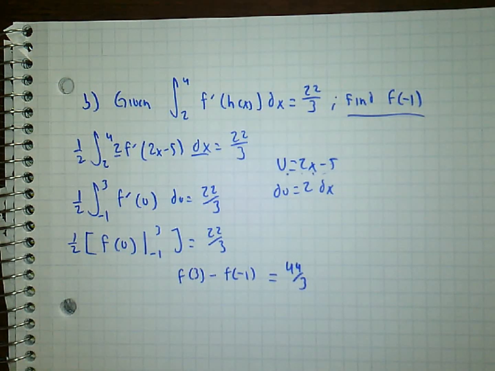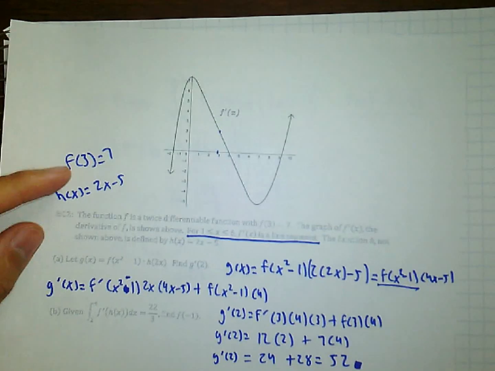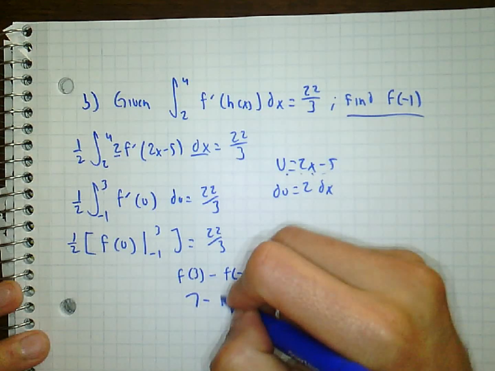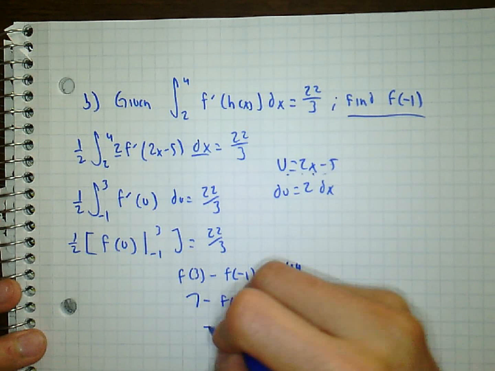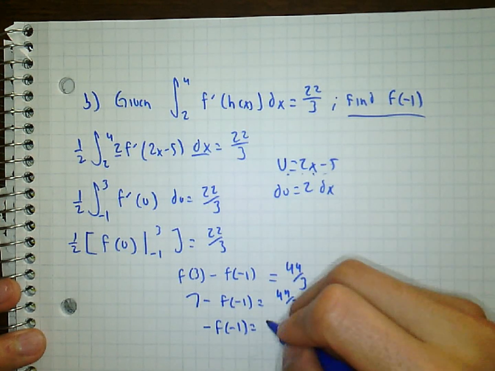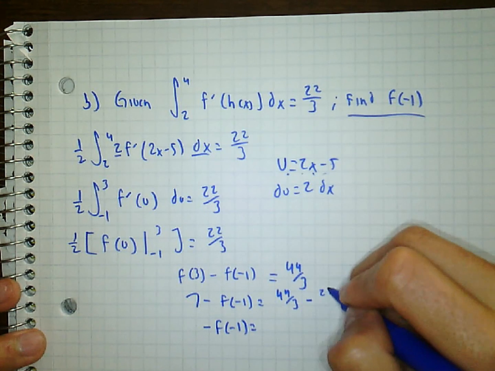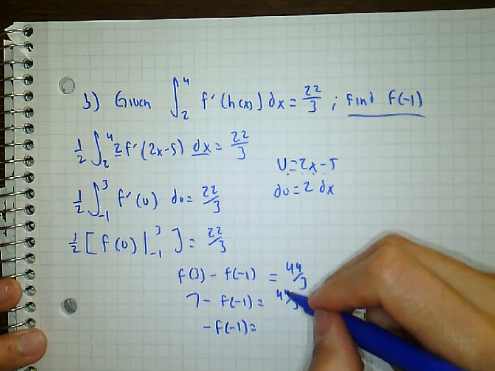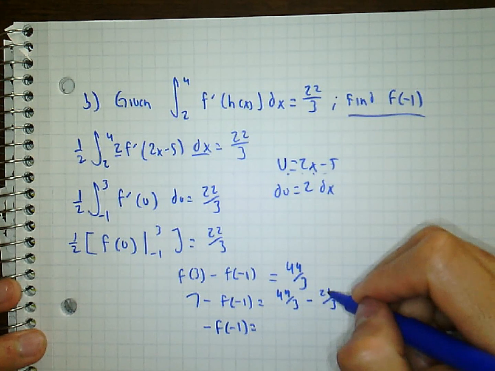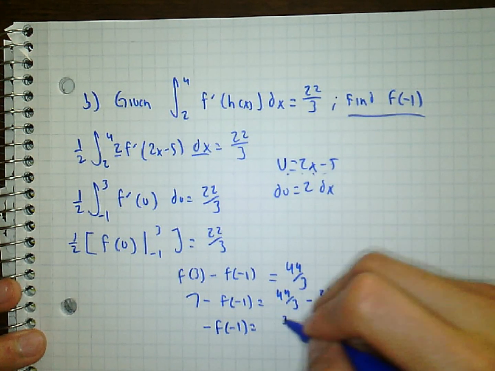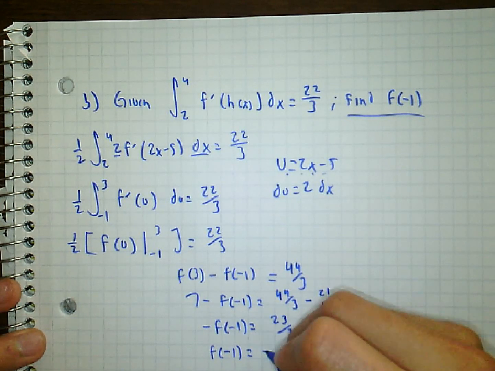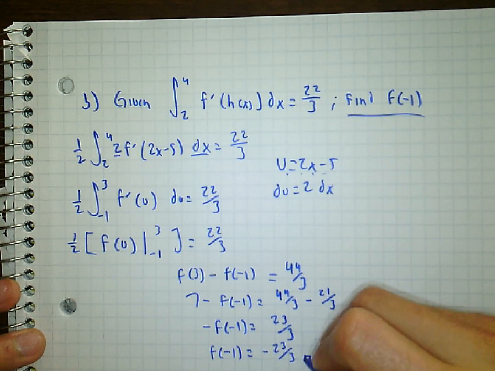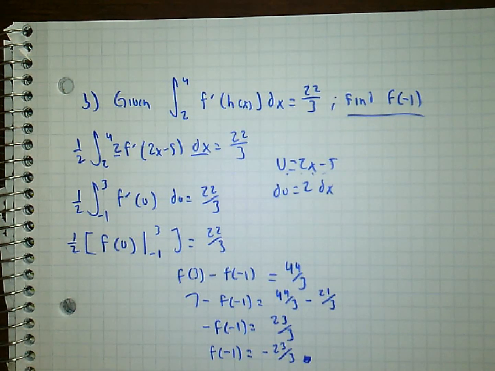Now, f of 3, once again, showed up for us. F of 3 is 7, so that gives us 7 minus f of negative 1 is equal to 44 over 3. I'm going to subtract the 7, so it gives us negative f of negative 1 equals 44 over 3 minus 7 times 3, that's 21 over 3. So 44 minus 21 gives us 23 over 3. Divide by the negative, that means f of negative 1 would be negative 23 over 3. Okay, pretty straightforward. This has been a relatively simple FRQ so far.